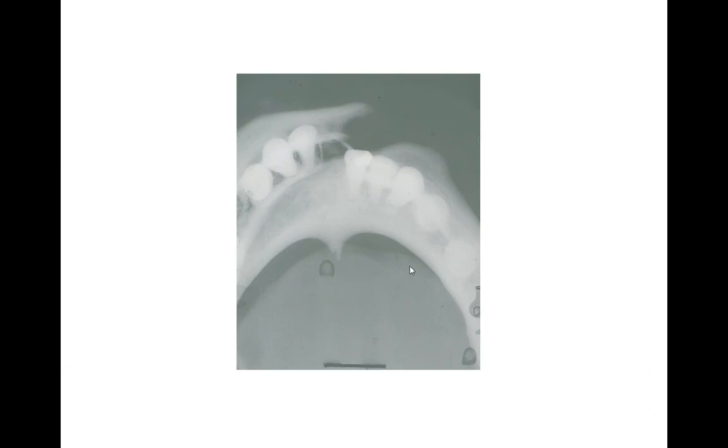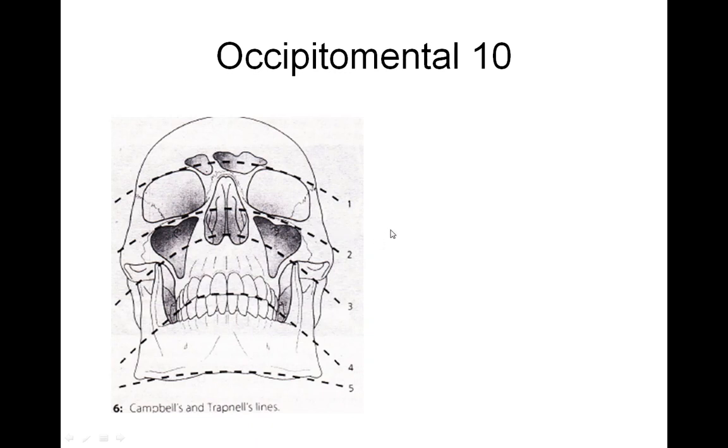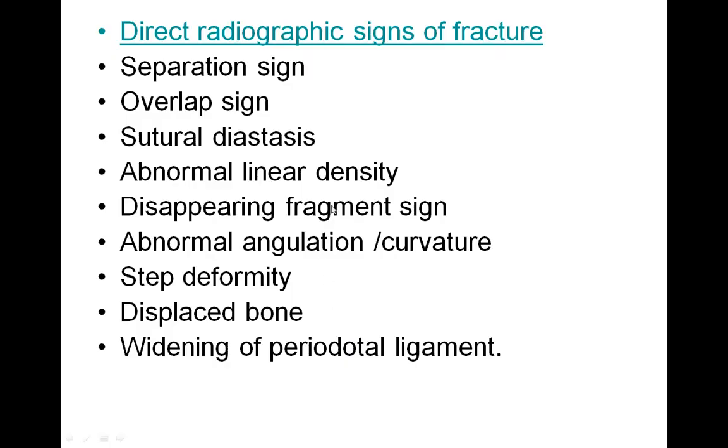It's an occlusal view. In some centers, they won't have CT. So what do we do? We can take an occipitomental 10-degree projection X-ray. You can see these lines. The first four lines are called Campbell's lines, and the fifth line is called Trapnell's line. Any direct or indirect radiographic features associated with a fracture can be easily diagnosed.